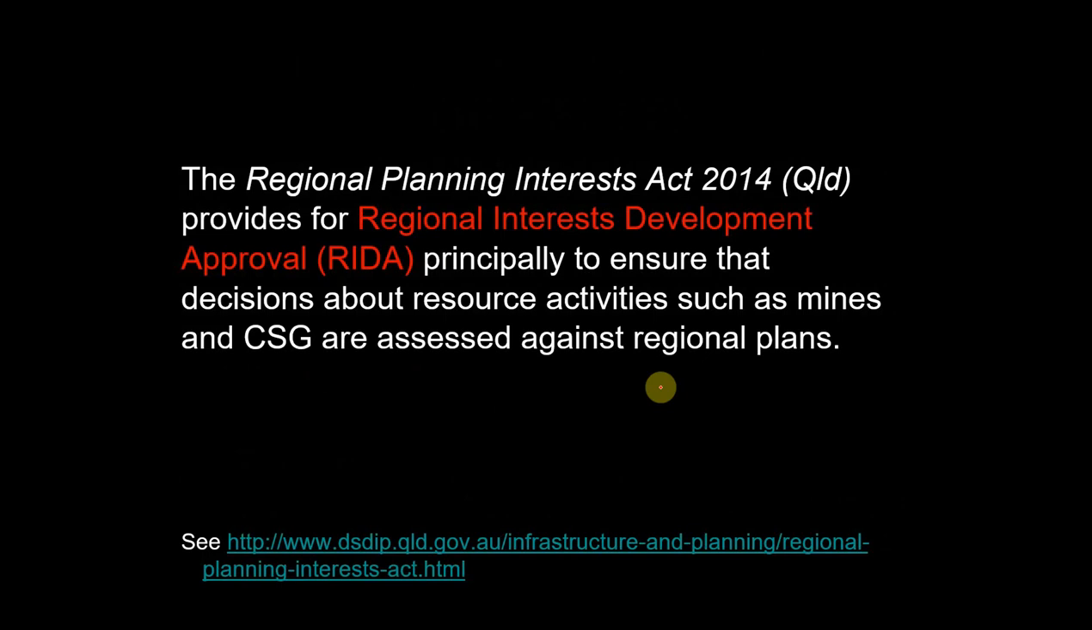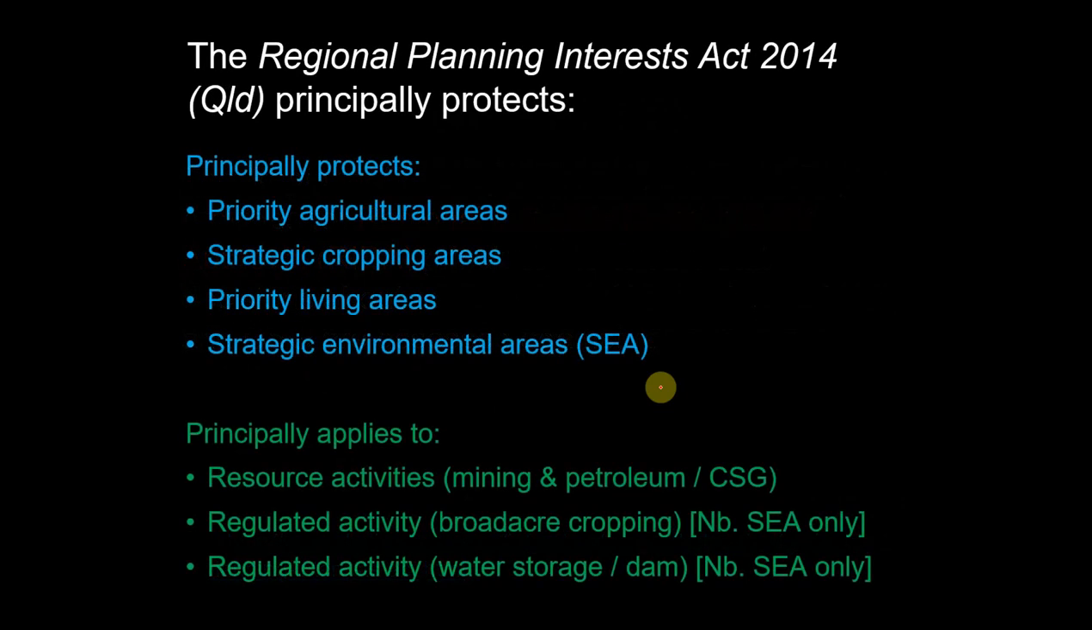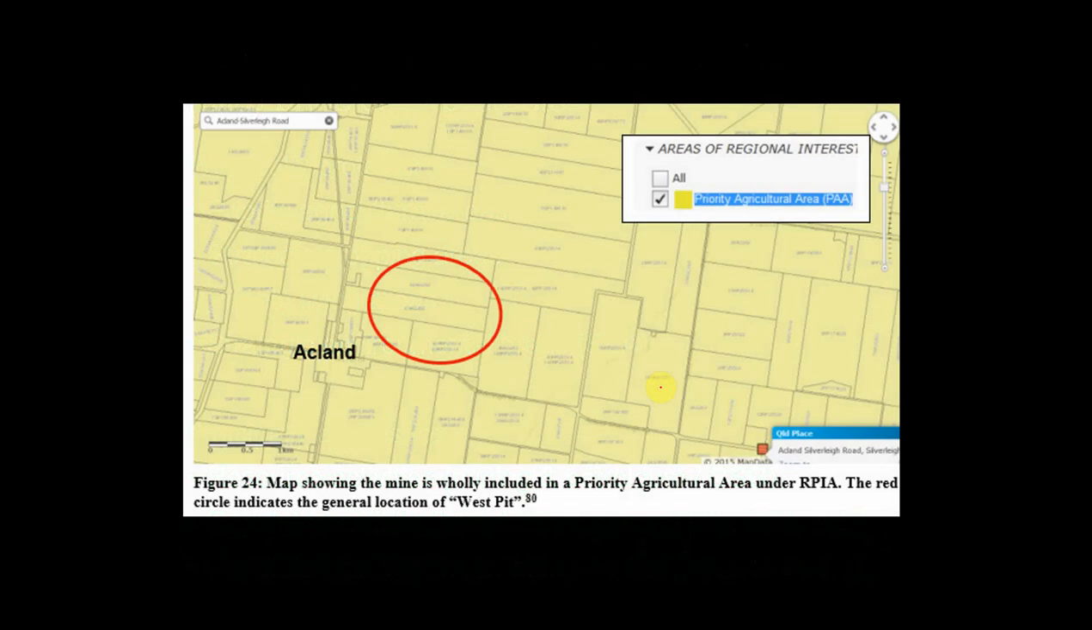This act came in quite a bit into the process for assessing Stage 3 of the New Acland mine. It requires a regional interest development approval, and it's principally about ensuring that resource activities such as mines and coal seam gas are assessed against the plans created under the Act. So the Act principally protects priority agricultural areas, strategic cropping areas, priority living areas, and strategic environmental areas. But it's mainly about protecting farmland, particularly from mining and coal seam gas activities. That's what it was responding to.